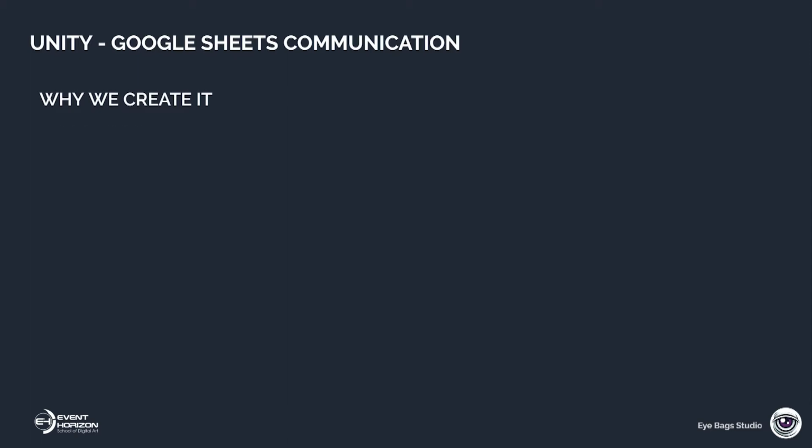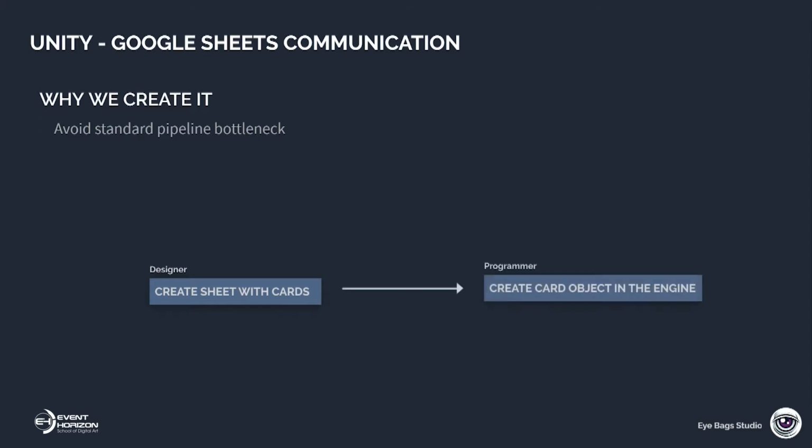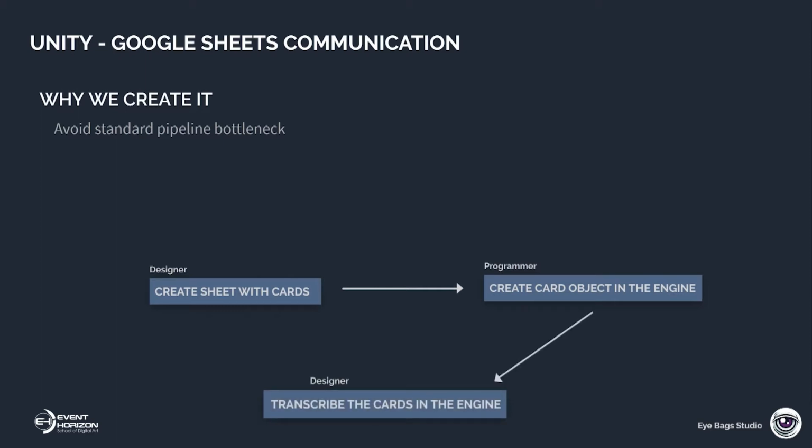The first reason was to avoid the bottlenecks of the standard cards creation pipeline. I will show you with a quick scheme what I mean. The standard pipeline starts in this way. The designer creates an Excel with all the cards in which he makes the balancing, creates formulas and stuff like that. The programmer creates a card object in the engine that is very similar to the structure of the cards in the designer sheet to keep the consistency. Third, the designer has to insert manually in the card objects all the cards created in the sheet.